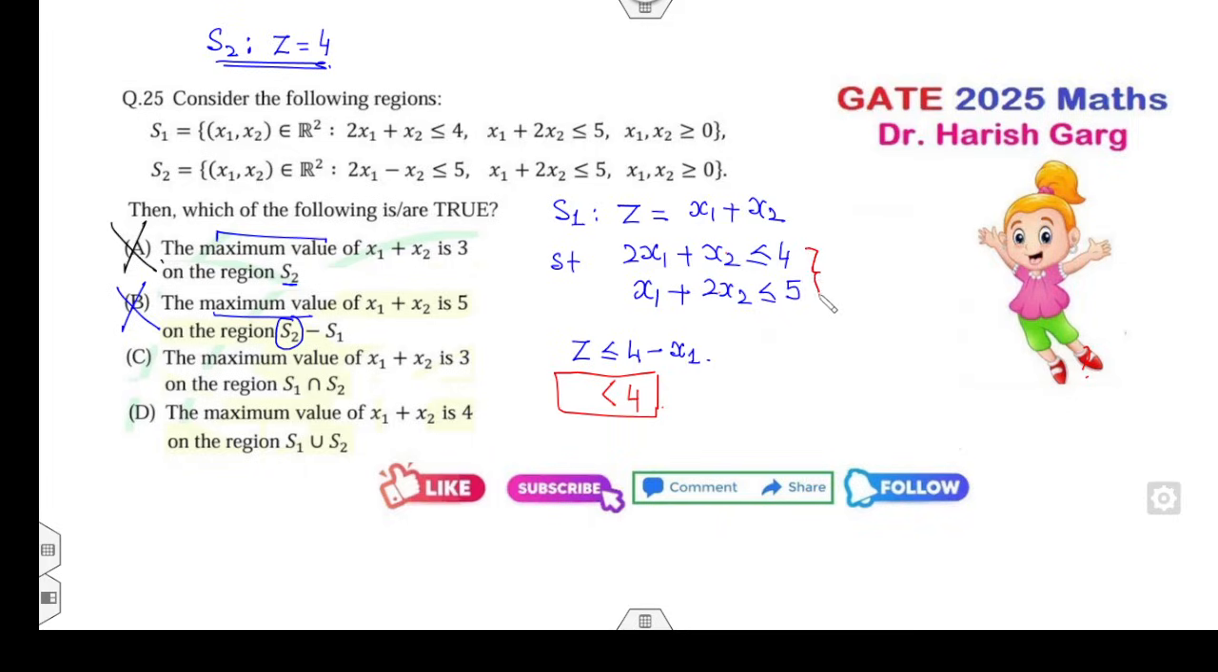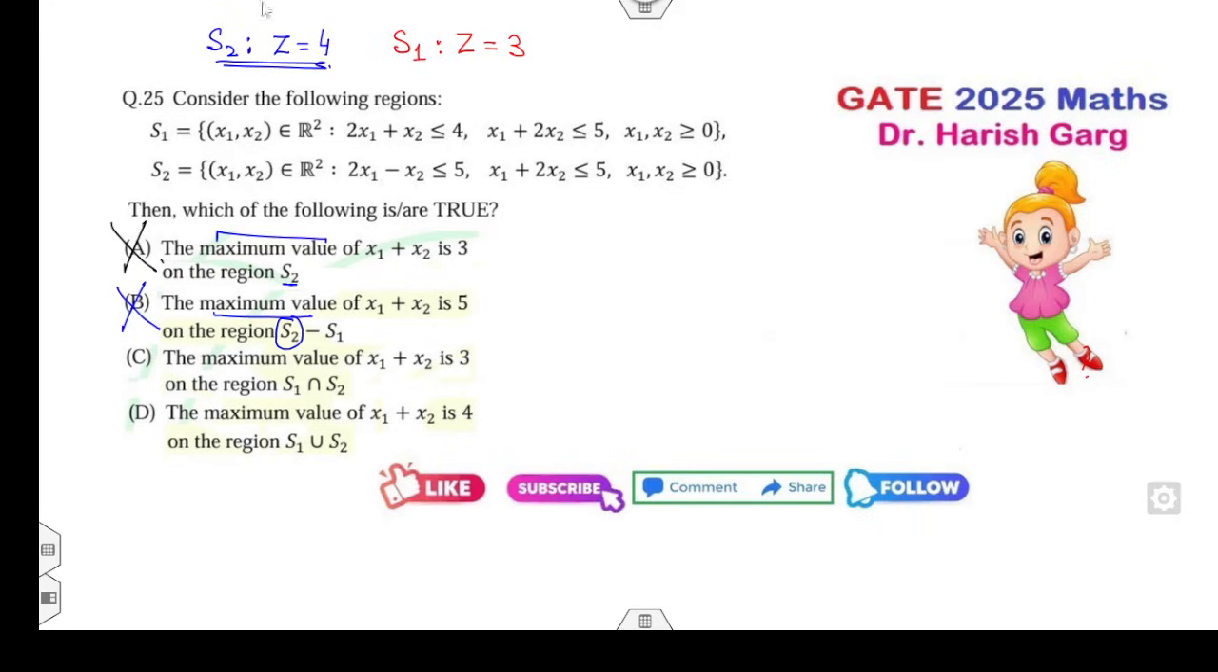I can solve them. How can you solve? I can multiply the first equation by 2 and subtract them. So 4 minus 1 is 3x1, 8 minus 5 is 3. x1 is 1. If x1 is 1, then x2 will be 2. Therefore, the value of z is x1 plus x2, which is 3. Fine, and it satisfies my condition. So the value of z is 3 over the curve S1, over the constraint S1.